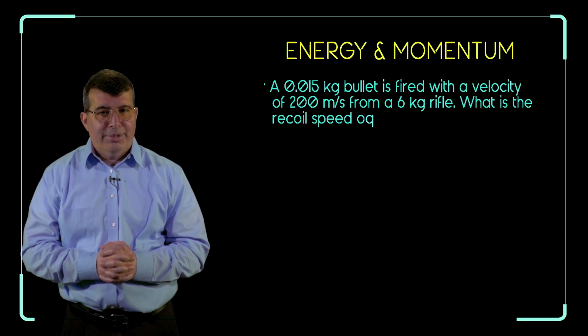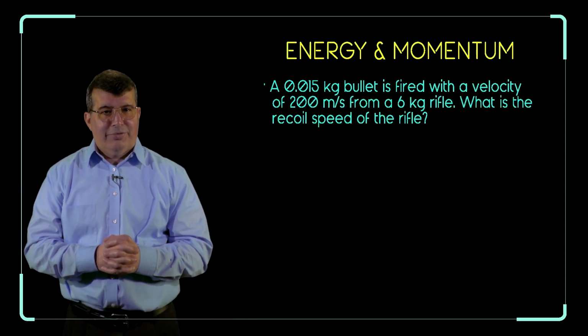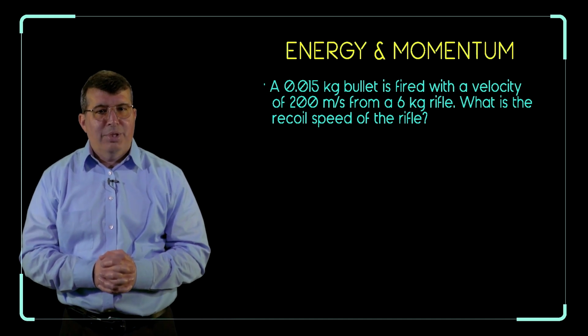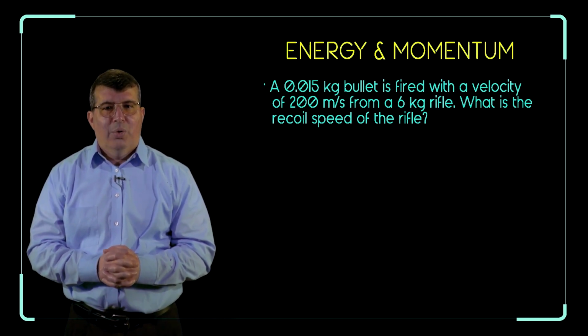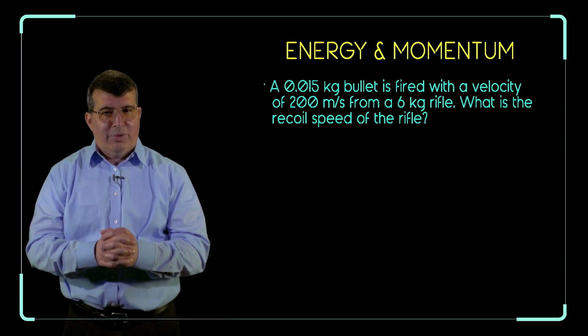Okay, final thing. We introduced the energy principle in this unit, and we introduced the momentum principle in the last unit, and I said that these were powerful ideas that scientists use to describe things. I'm going to show you here how those two things relate to each other. How do energy and momentum relate to each other to describe a particular situation? Okay, we're going to go back to the 0.015 kilogram bullet that is fired with a velocity of 2 meters per second from a 6 kilogram rifle. What is the recoil speed of the rifle? That's a question that I asked you last time.